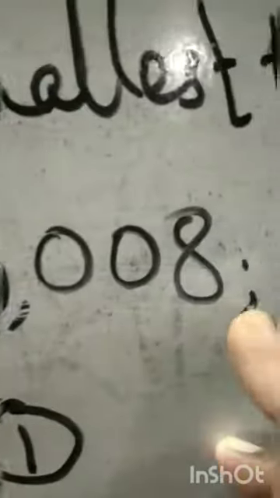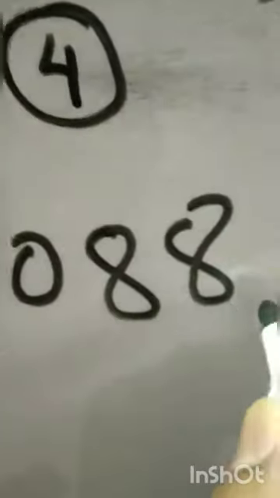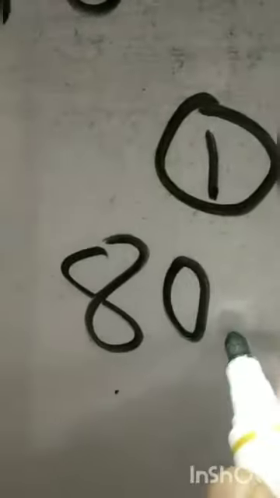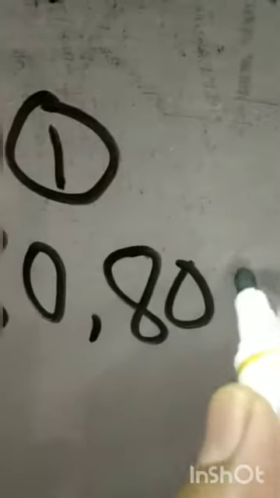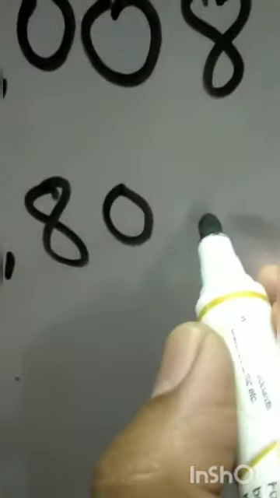First number 80,008. Next place 80,088. Next, third number 80,808. Then 88,008. And at last 88,808.